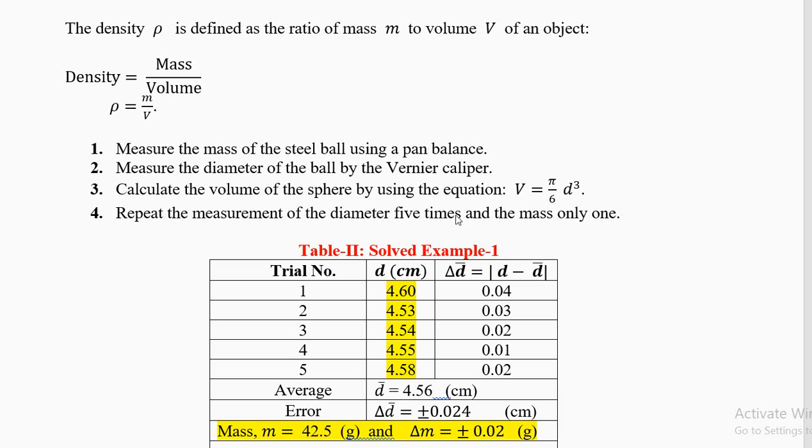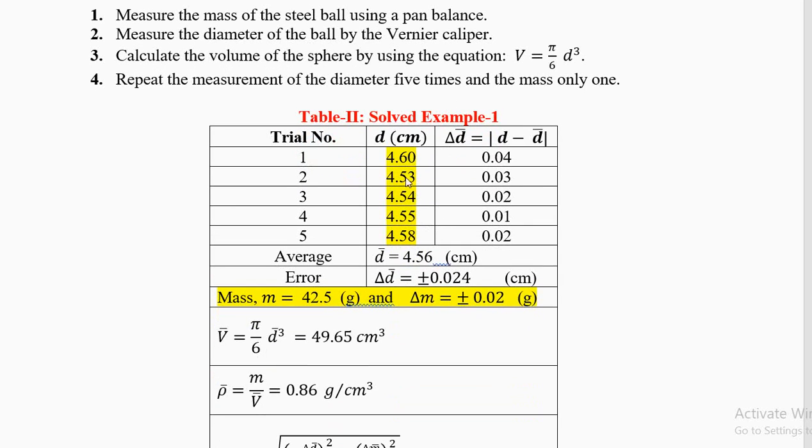Repeat the diameter measurement 5 times. These yellow are your diameter measurements and the mass is given here from the digital balance, 42.5 gram. What is the error in the mass measurement? Delta m is plus or minus 0.02. This delta m you don't have to calculate, it is written on the balance for you.